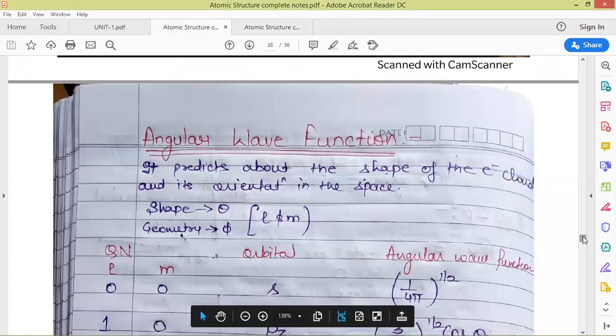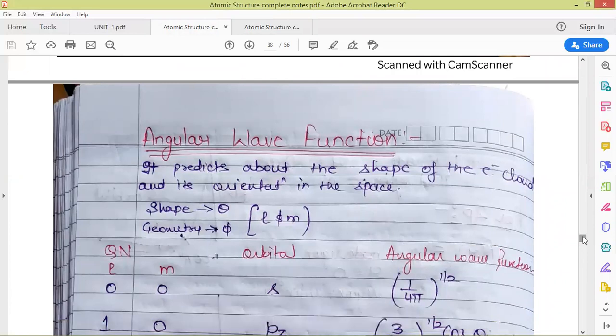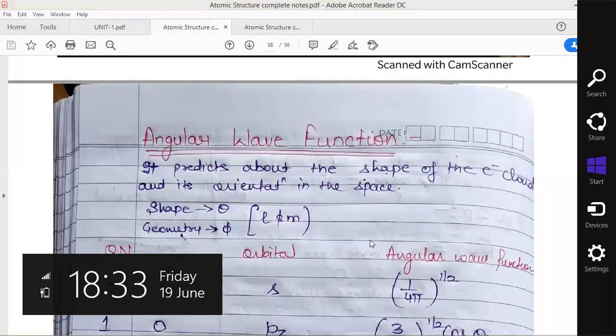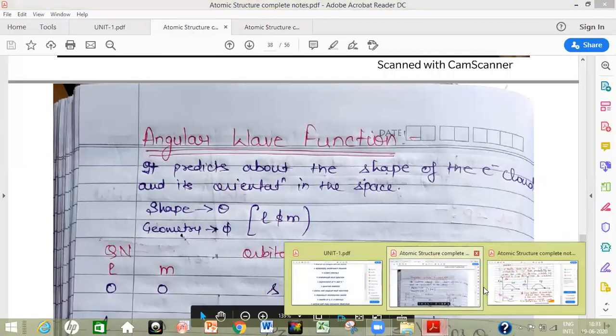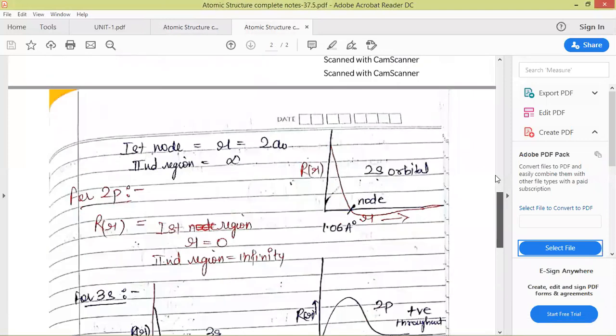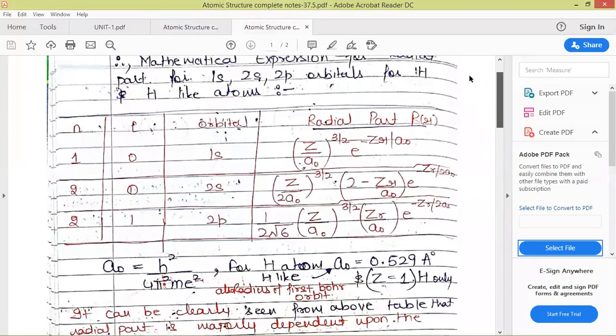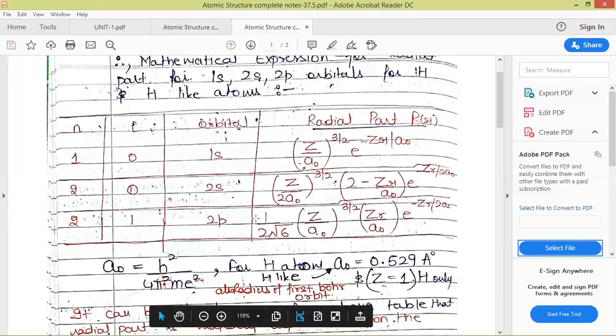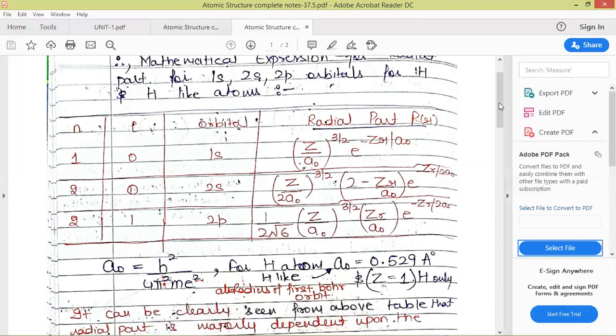The angular part predicts the shape of the electron cloud and its orientation in space. Here we have discussed the radial part. For the 2p orbital, as we know, there are 3 orientations possible for the p orbital in space, but the value of the radial part of the wave function is going to be the same, as it doesn't depend upon the value of m. For a p orbital, the value of l is just 1, but m has 3 values. So for the p orbital, we have 3 values of the angular part, but the radial part is going to be the same for all the 3 orbitals.